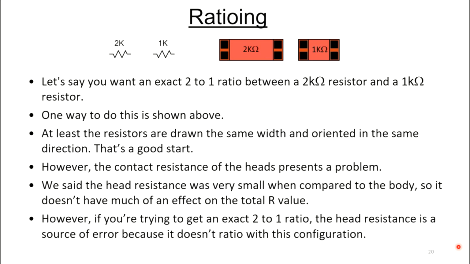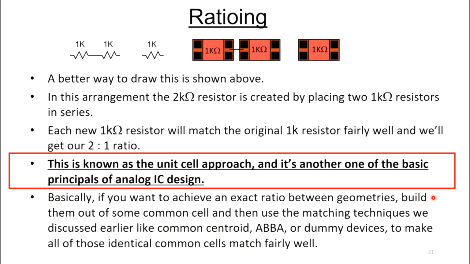So it normally doesn't have much of an effect on the total resistance value. And that's true. However, if you're trying to get an exact 2-to-1 ratio, the head resistance is a source of error because, at least in this configuration, it doesn't ratio. A better way to draw this is shown above here.